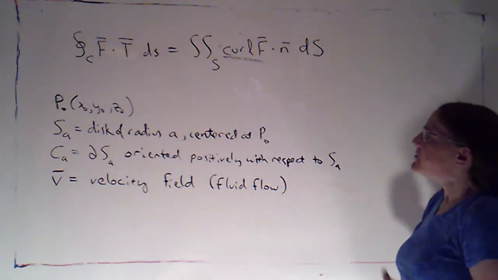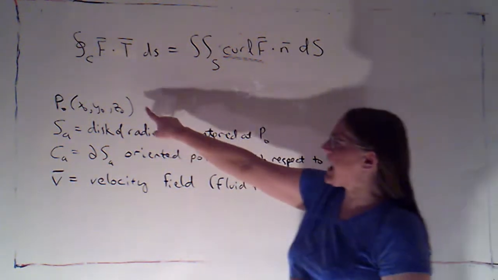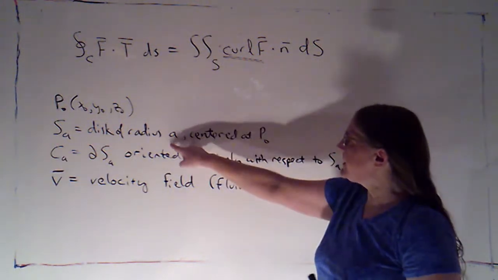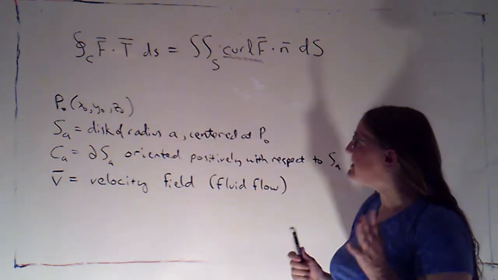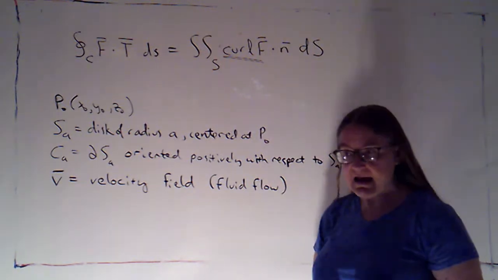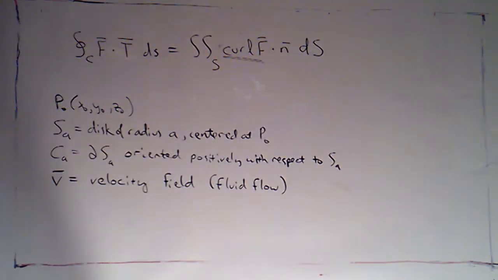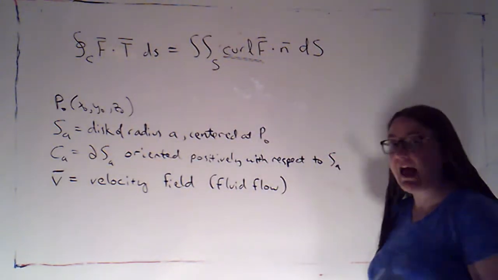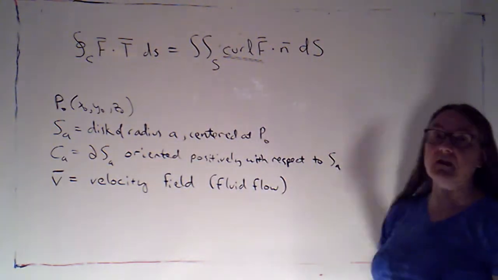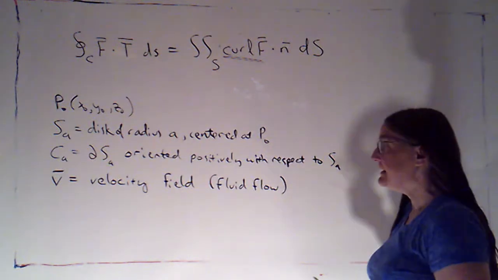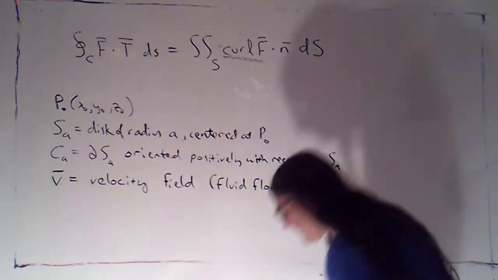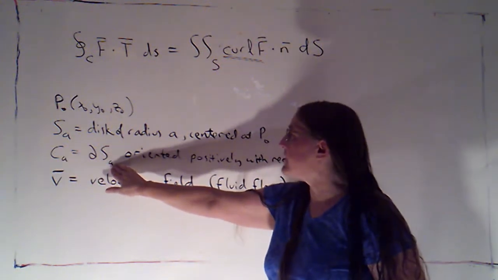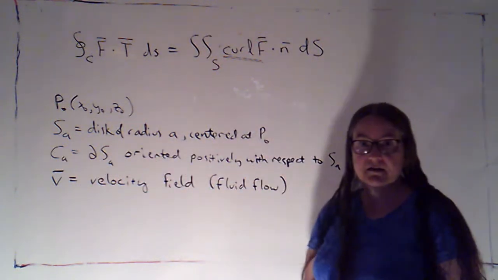Okay, so here's the basic setup. I'm going to have some point in 3-space, P naught. And I'm going to let S sub A be a disk of radius A centered at P naught. By specifying that it's a disk, I'm specifying that it's flat, a round subset of some plane, but centered at P naught. And then C sub A is going to be the boundary of S sub A, oriented positively.